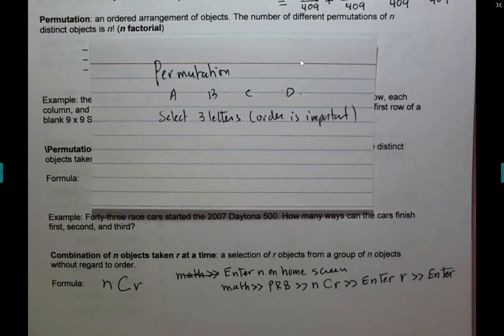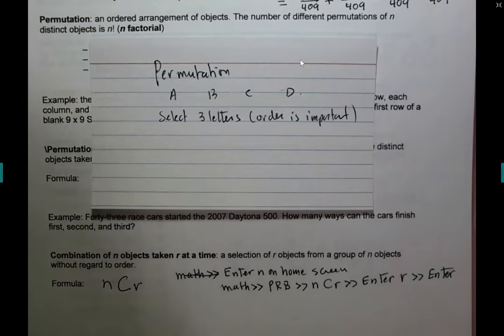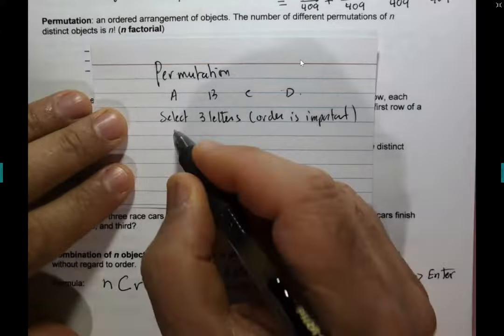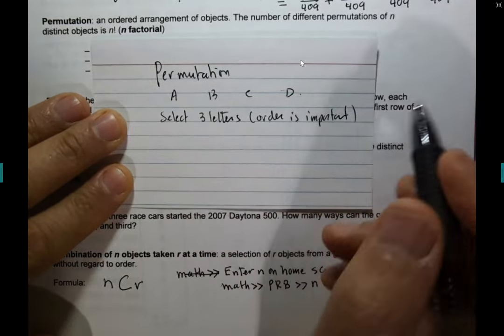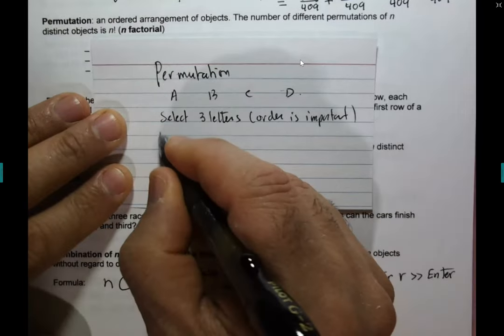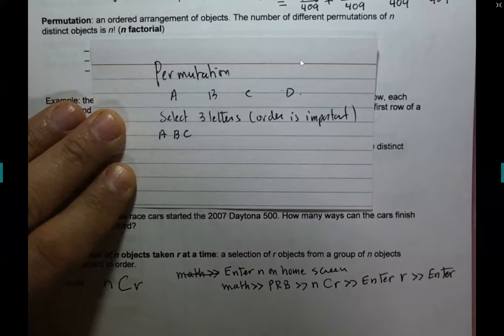What I'd like you guys to help me out with is to count, you know, just the possibilities, all those possibilities. So can you tell me the choices? Let's do it. So we need a three, and the order is important. I'll start, A, B, C. Who can give me another combination?